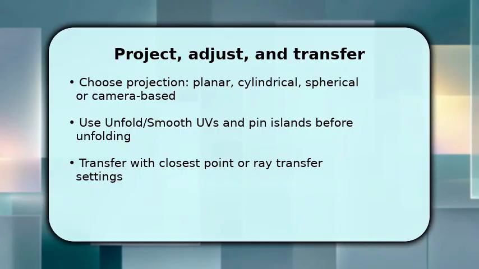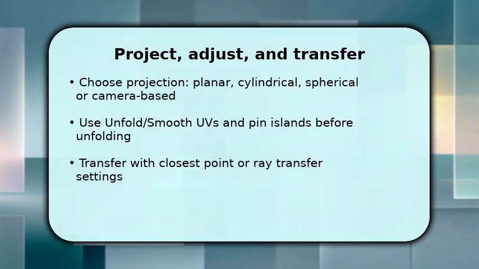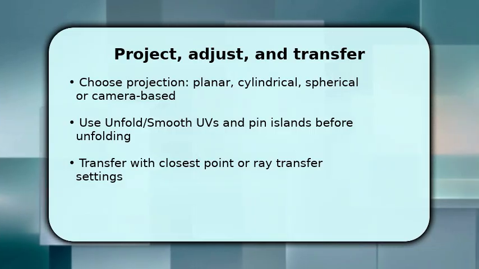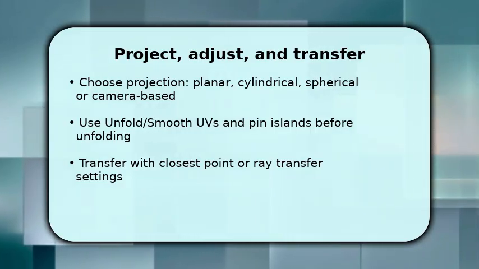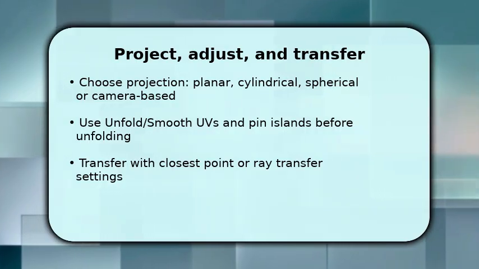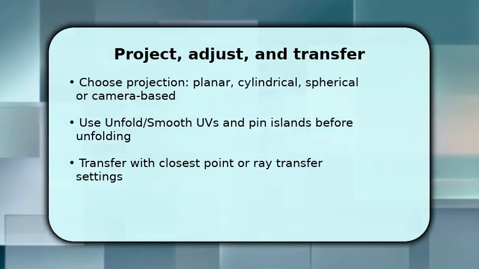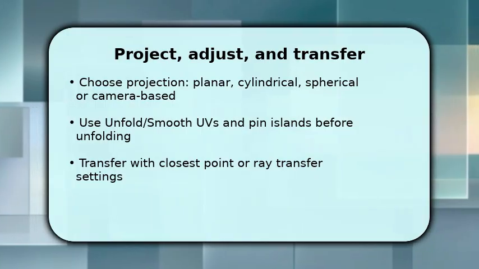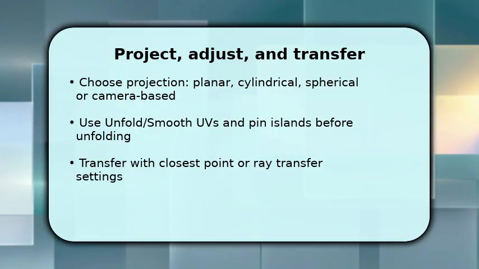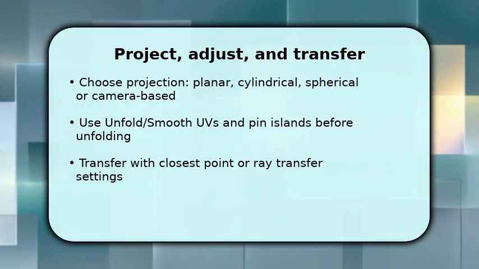You now choose a projection that best matches the model's form: planar for flat, cylindrical for tubes, spherical for bulbs. After projecting, pin critical UV shells and run unfold to relax distortion. The Smooth UV tool can help even out texel density. If transferring, set transfer attributes to use closest point on surface or ray to surface depending on overlap.